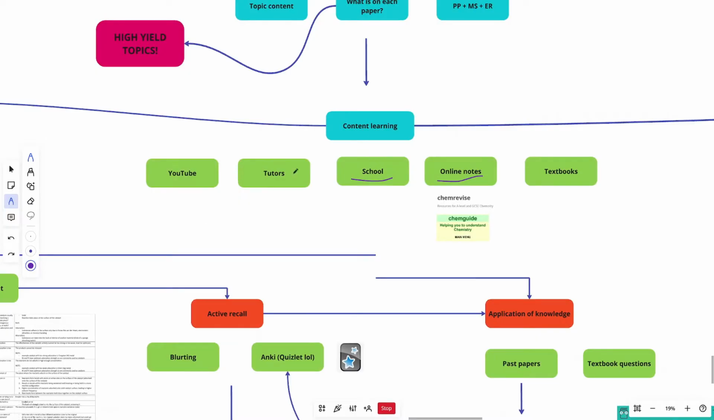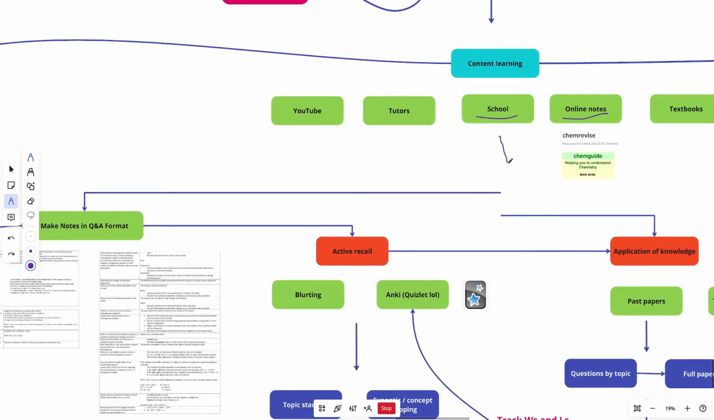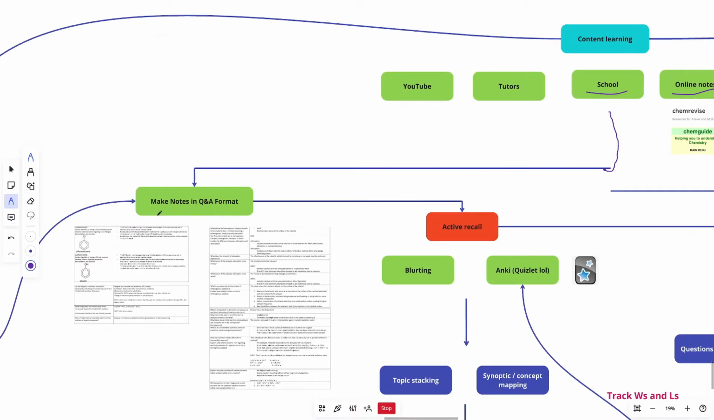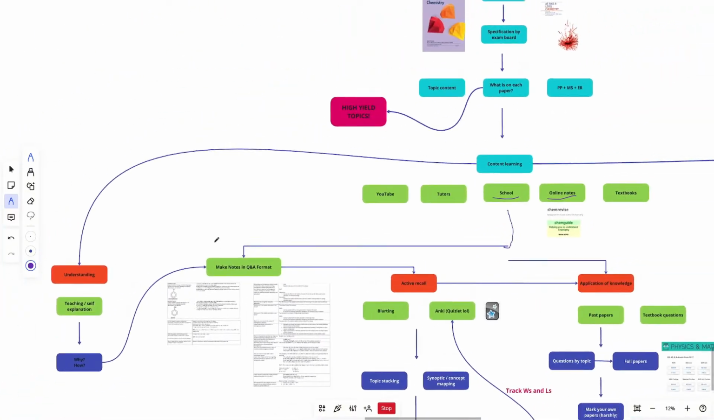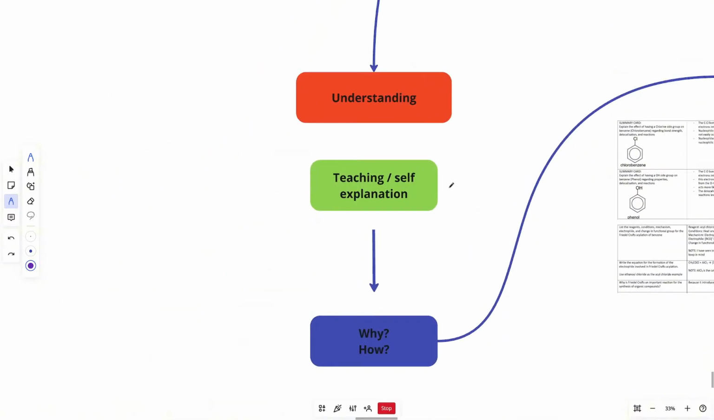Okay, now content learning. I don't know what happened to this arrow. Basically, that should go like that and then carry on down to make notes. But you need to understand the content. Okay, so you learn the content, you go to class, you watch a YouTube video, you have a tutor lesson, whatever it may be. How do we actually understand the content?